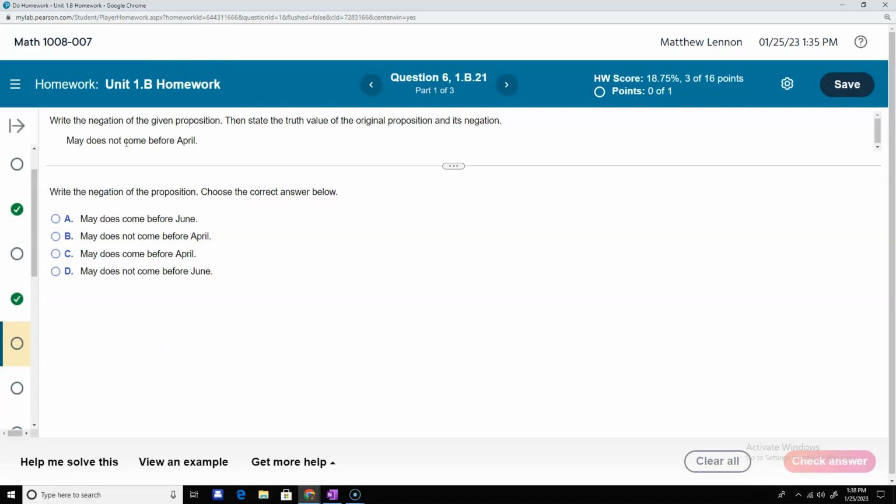So let's look at 6 real quick. Write the negation and then state the truth value. May does not come before April. That is true. So the negation should therefore be false.